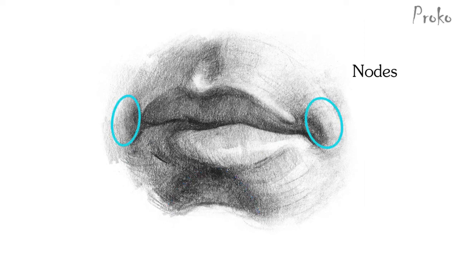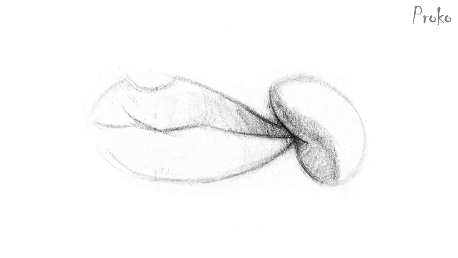At the corners of the lips, there are bumps where many of the muscles connect. The volume of the nodes is similar to a bean. When shading, make sure to think of it as a rounded form that pinches inward. The roundness of the bean creates a soft edge at the outside and top. The pinch creates a sharp edge at the inside and bottom.